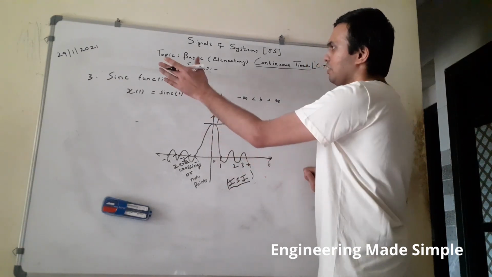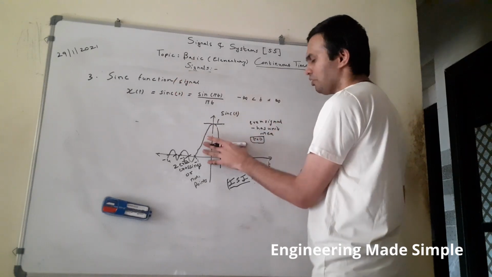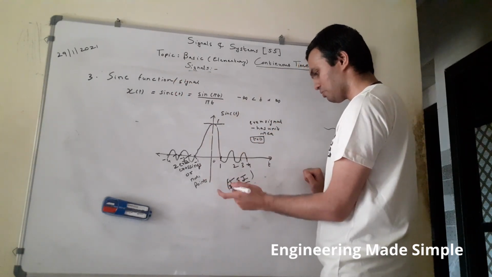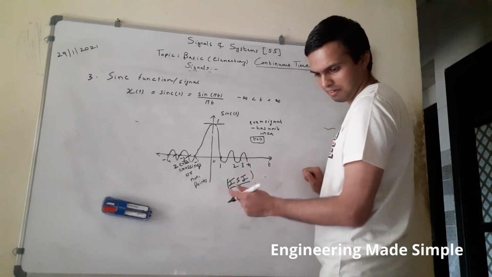So this is your sinc function. This is used in your sampling theorem also, and in digital communications for reducing intersymbol interference or ISI.